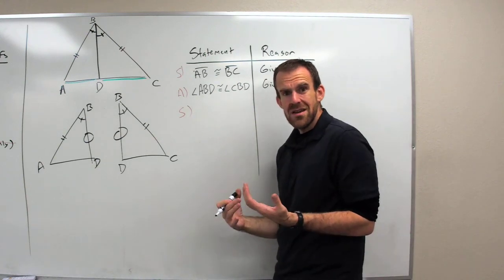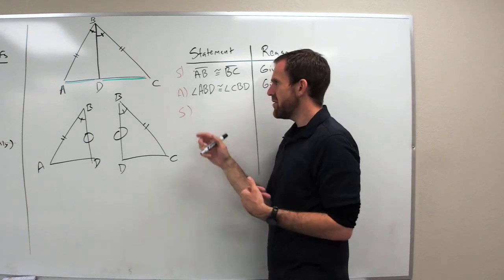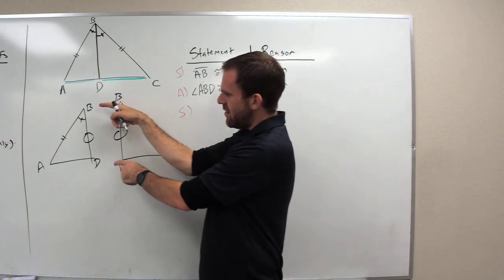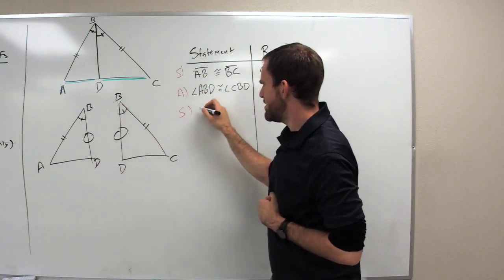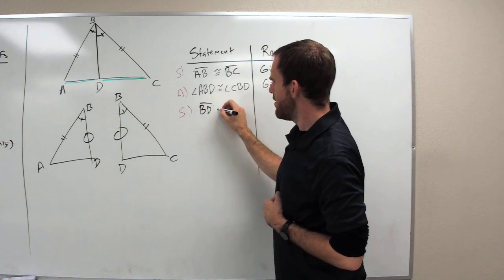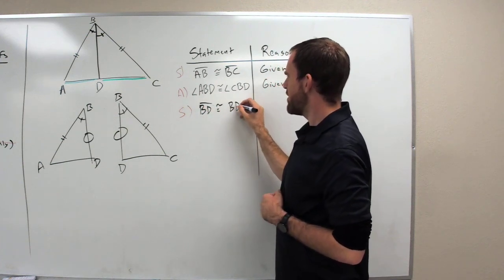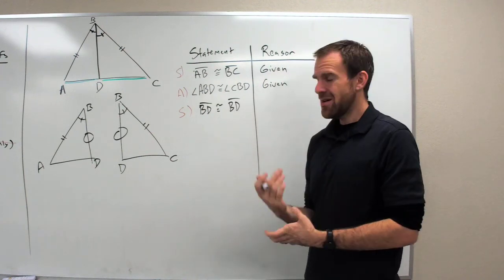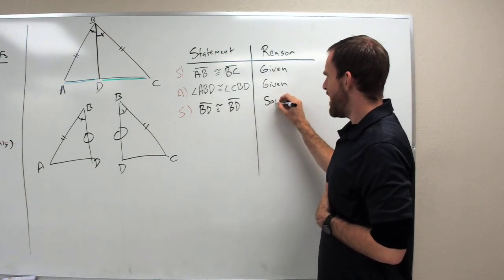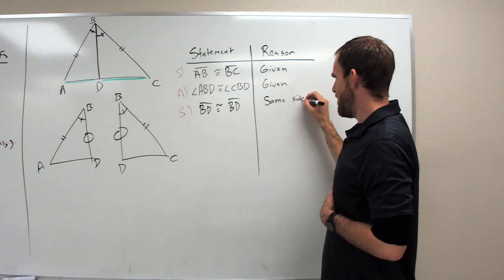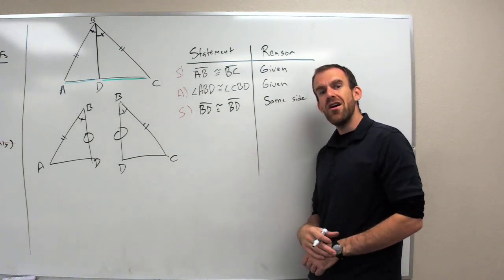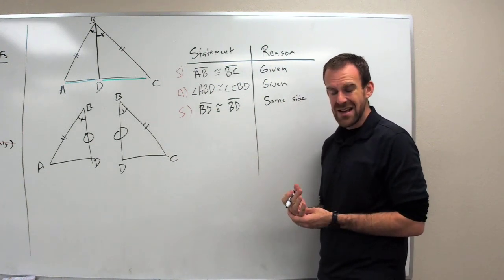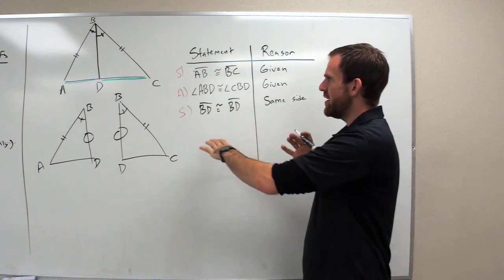The final one is probably the easiest one to prove. The last side, BD is congruent to BD. Why? Well, I need to come up with a compelling reason why those two sides are congruent. My compelling reason is that they are the same side. It's the same thing.